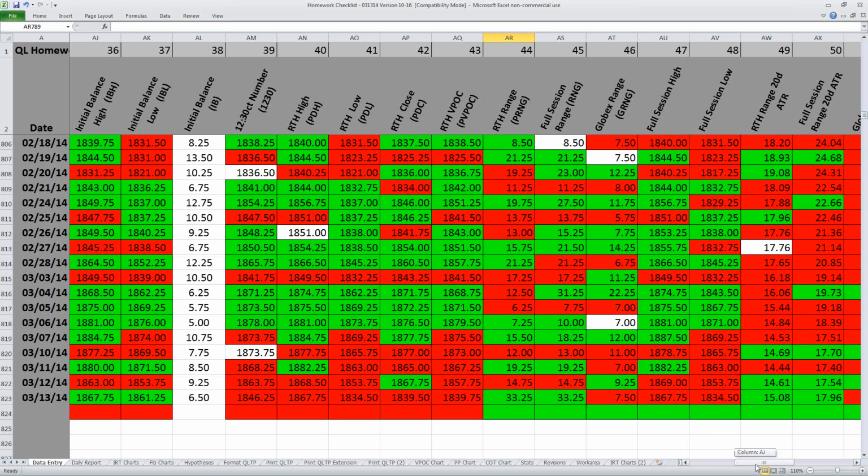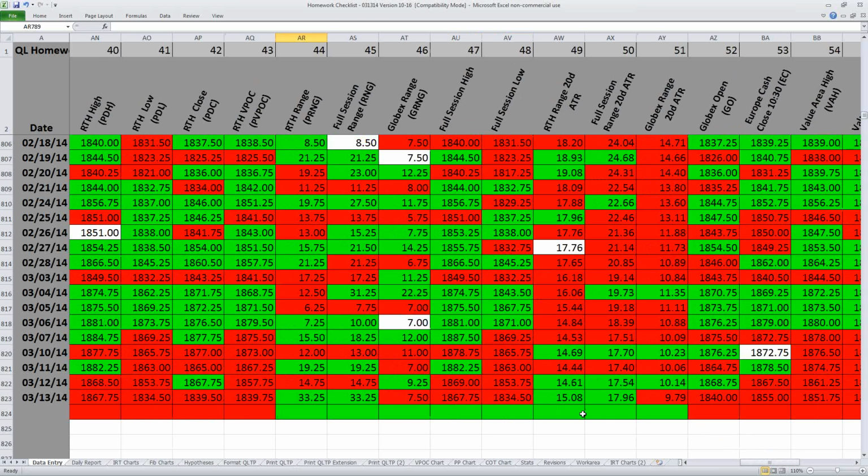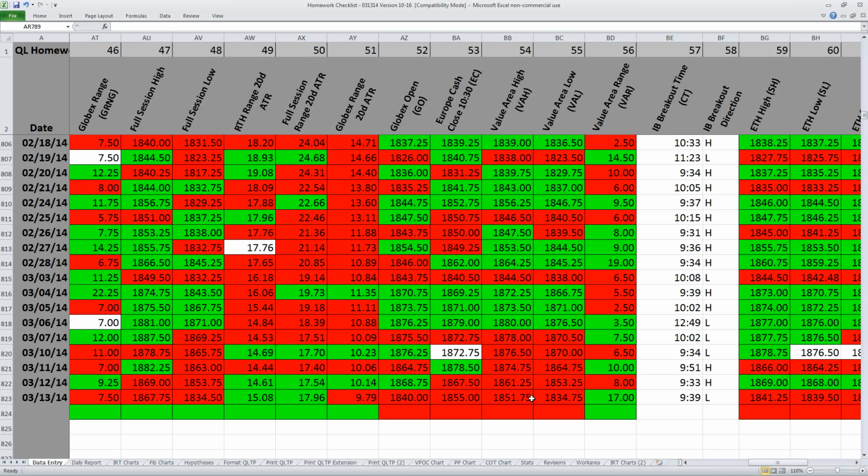And then our 20 days are now expanding again slightly, just over 15 on the RTH, just under 18 on the full session, and just under 10 on the Globex. Value area is a key thing as well. Both our volume point of control and our value areas are trending down now. So we had a value area high 51.75 and a value area low at 1834.75, and we broke the IB to the low side inside of that pocket at 939.